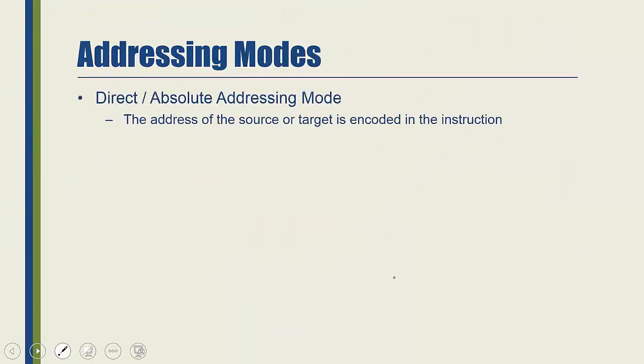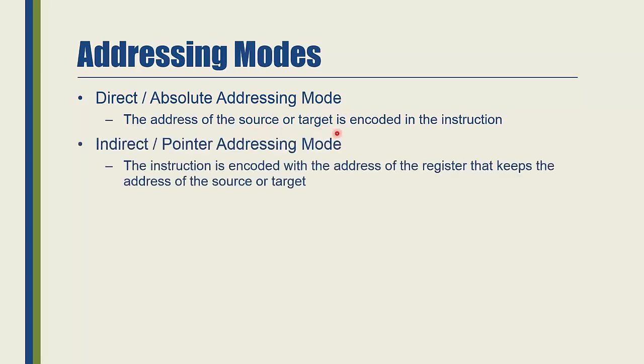The other two addressing modes are direct and indirect. For direct, we don't keep the value of the source or target in our instruction. Instead, we tell where to find it. We tell the address of the register or memory location that keeps the source, and also the address of the register or the memory location that will keep the result of the calculation.